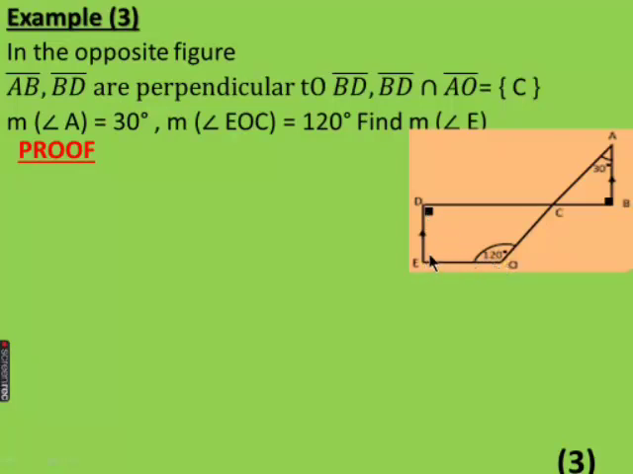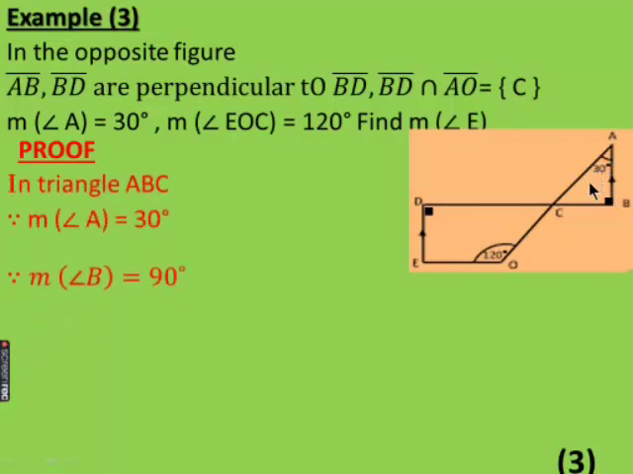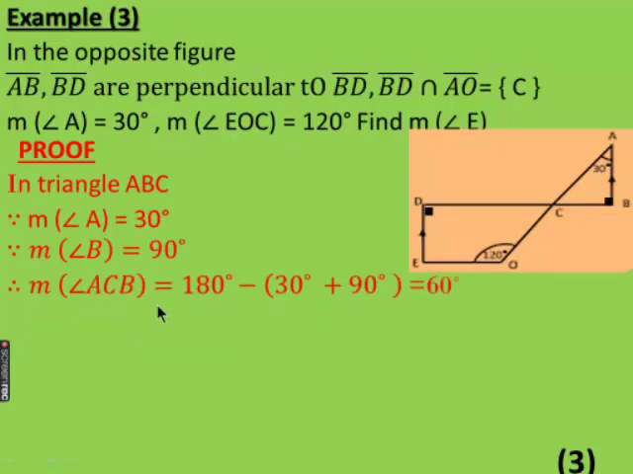Our proof starts from triangle ABC. Look at the figure, triangle ABC. We have the measure of angle B equals 90 and the measure of angle A equals 30. Then we can calculate the value of angle ACB, which equals 180 minus (30 plus 90), which equals 60. Then we have the measure of angle ACB equals 60 degrees.